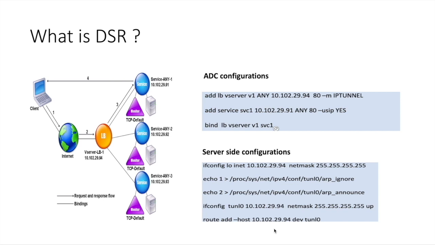What is DSR? DSR means direct server return. When a client wants to access an application, the request first lands on the ADC. ADC does the server load balancing, chooses one of the servers and sends the packet as it is to the server. The server will process the packet and send the response directly to the client. To get this kind of DSR deployment, a certain set of special configuration has to be made at the ADC and server. The server side configuration has to be present across all the servers.